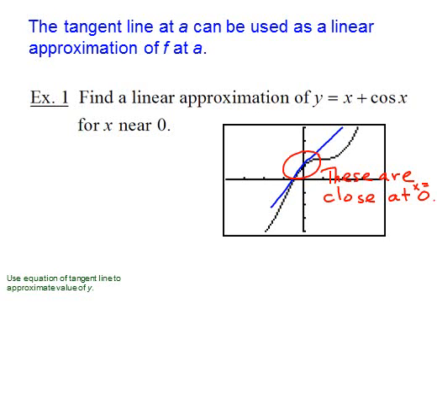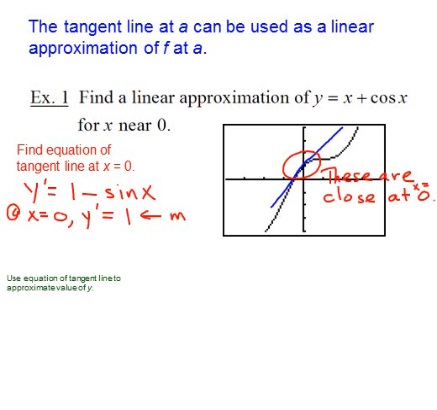In example 1, let's find a linear approximation of y equals x plus cosine of x for x near 0. This is just a fancy way of asking us to find an equation of the tangent line at x equals 0. The derivative of y is 1 minus sine of x. So when x equals 0, the slope of the tangent line is 1 minus sine of 0, which equals 1.